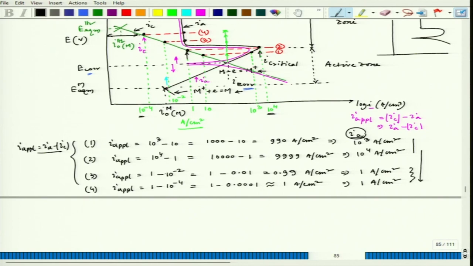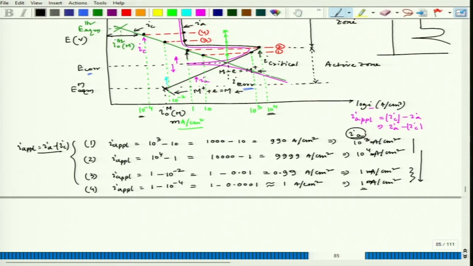So then the amount of external current I have to supply is of the order of 1 ampere per centimeter square. So I have just given an example. So these values would be of the order of milliampere. So let's say instead of ampere I put milliampere, okay. So this is milliampere. Even if it is milliampere, still 10 to the power 4 is a very big current density.